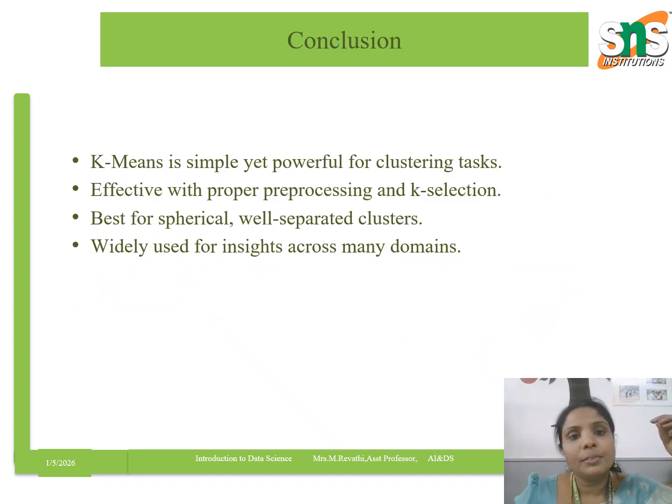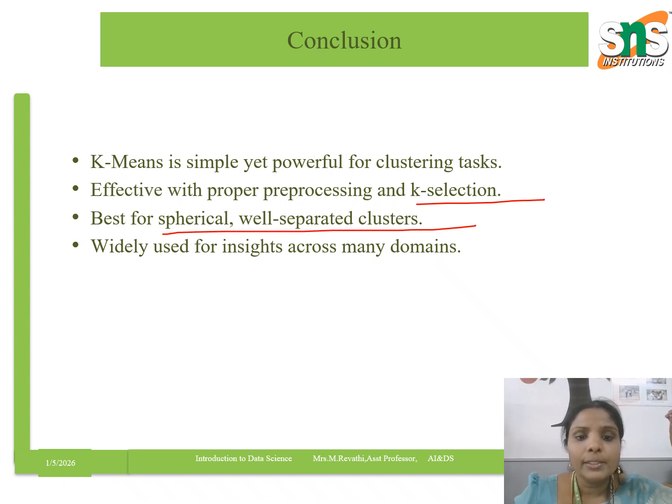So we come to the end of this section. To conclude today's topic, K-means is a simple yet powerful clustering technique. When combined with proper pre-processing and correct selection of K, it provides meaningful insights. It works best for well-separated and spherical clusters. It's widely used for insight across many domains.